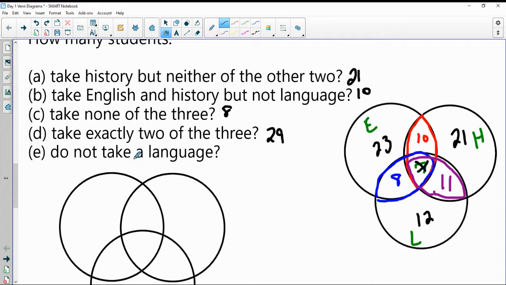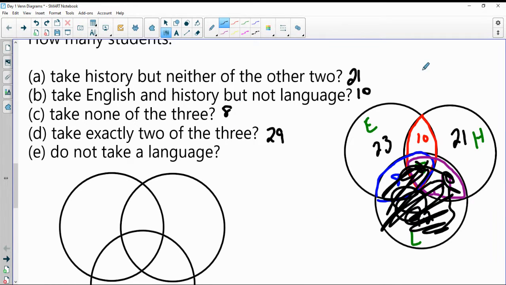And then this one says did not take a language. So you don't want anything with a language in it. This is all language. So the ones that did not take a language, and you have to keep in mind the 8 that didn't take anything. So that's a little tricky out there. So these 8 that didn't take anything at all, that's obviously not taking a language. So I've got 23, 33, 54 plus 8, which is 62.